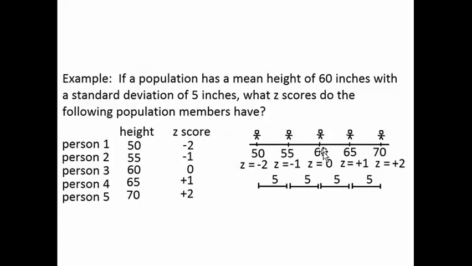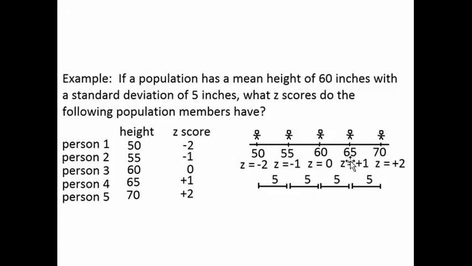And here I've made a diagram of what we just did. I said that the person who's right at the mean of 60 has a z-score of 0. The person who's at 55 is 1 standard deviation of 5 below the mean. So this person has a z-score of -1. This person who's 50 inches tall is 2 standard deviations of 5 below the mean of 60. So this person has a z-score of -2.